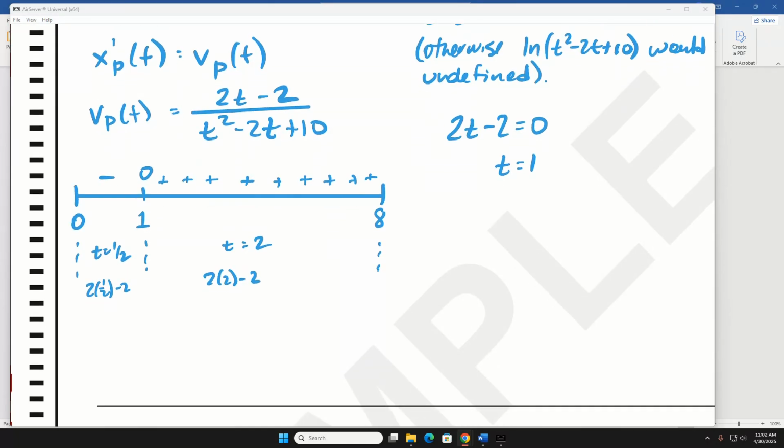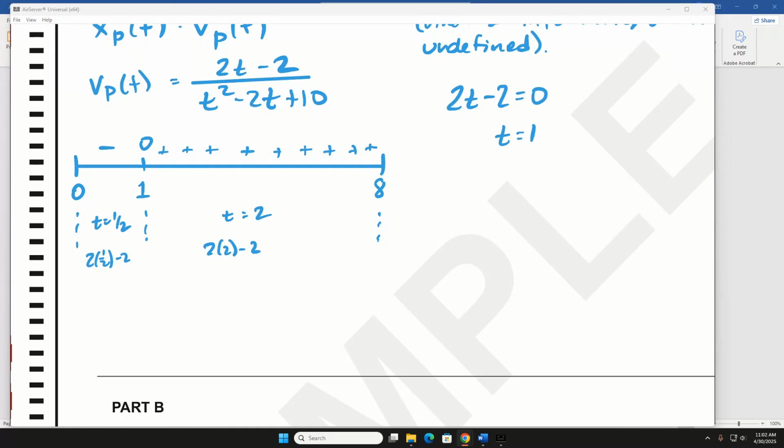All right, so when is the particle moving to the left? Now, we have to be careful with what we include and what we don't include. So if I put 0 in for my velocity, am I going to get a negative at 0? Yes, so we do include 0. If I put 1 in, am I going to get a negative? No, you're going to get 0. So we do not include 1. We're talking about the value itself.